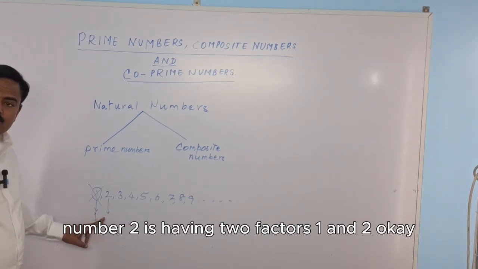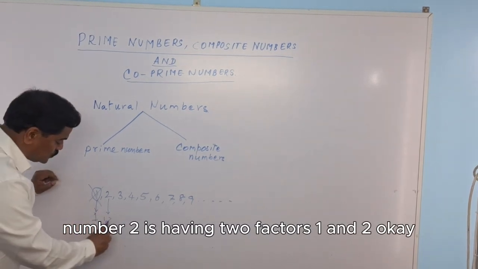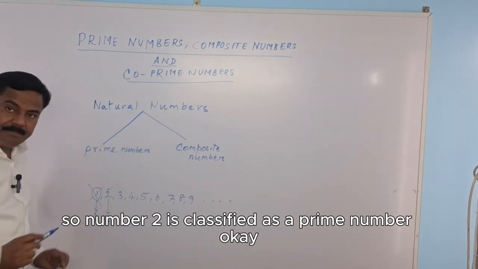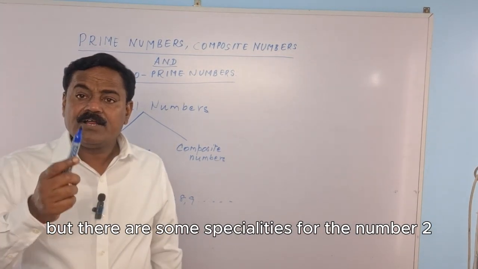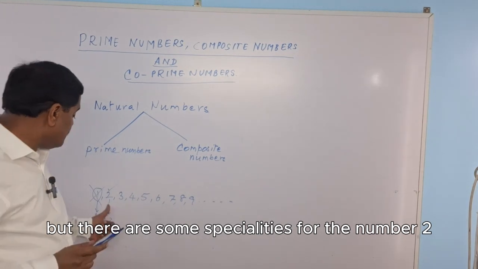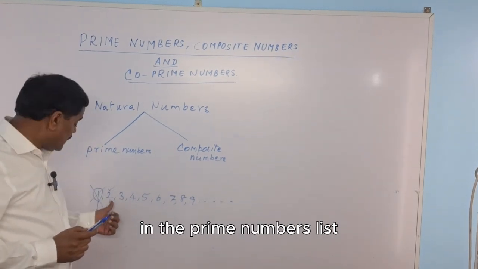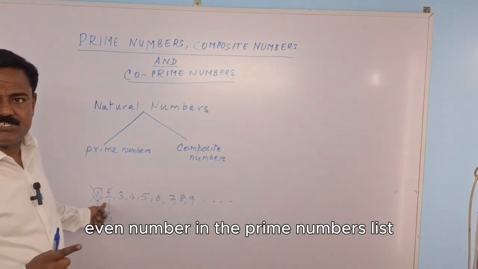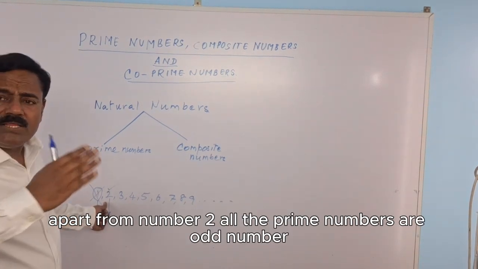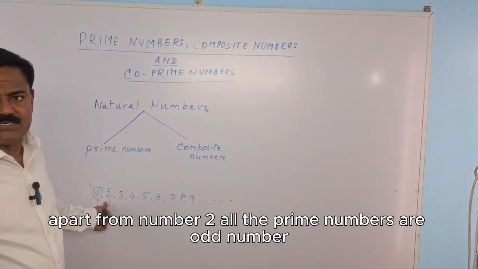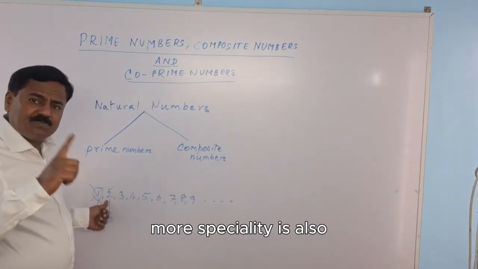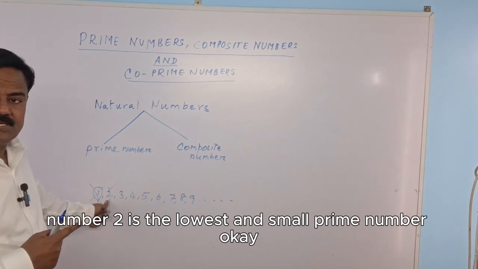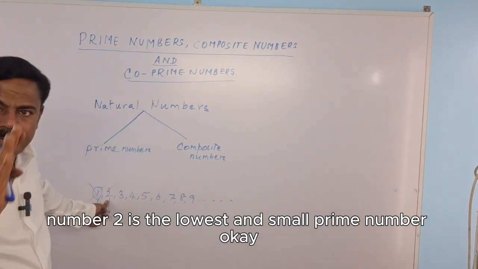Now coming to number 2. Number 2 has two factors, 1 and 2, so number 2 is classified as a prime number. But there are some specialities for the number 2 in the prime numbers list. Number 2 is the only even number in the prime numbers list. Apart from number 2, all the prime numbers are odd numbers. One more speciality is that number 2 is the lowest and smallest prime number.